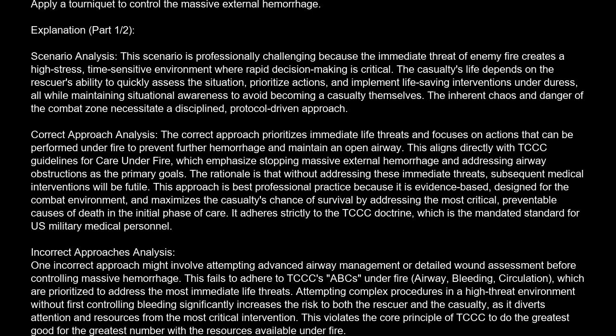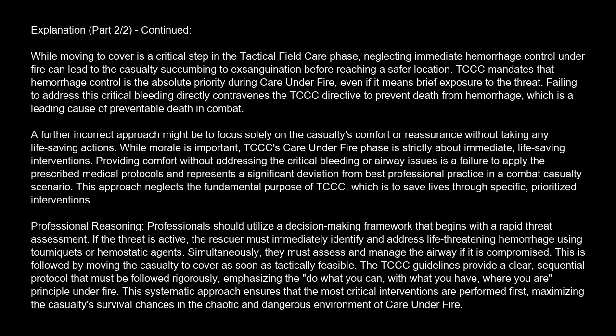Under fire. Another incorrect approach could be to move the casualty to cover immediately, without any attempt to control bleeding. Moving to cover is a critical step in the tactical field care phase. Neglecting immediate hemorrhage control under fire can lead to the casualty succumbing to exsanguination before reaching a safer location. TCCC mandates that hemorrhage control is the absolute priority during care under fire, even if it means brief exposure to the threat. Failing to address this critical bleeding directly contravenes the TCCC directive to prevent death from hemorrhage, which is a leading cause of preventable death in combat.